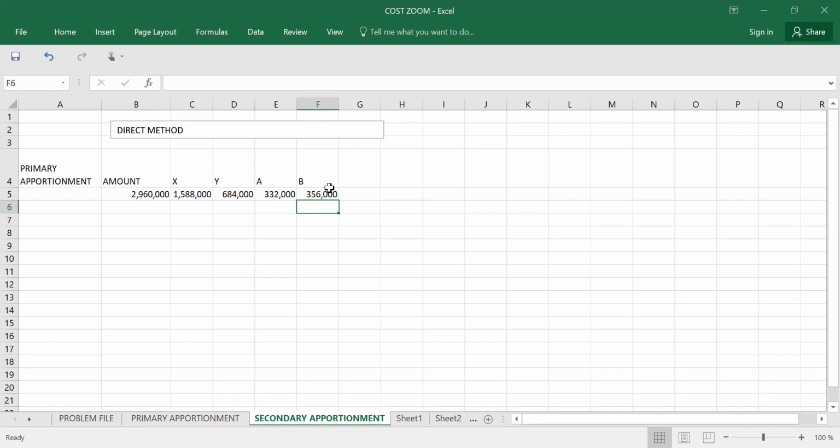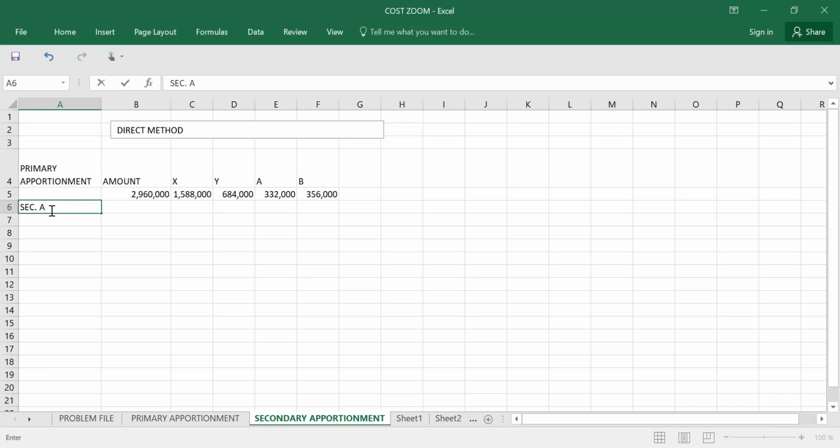Now, with secondary apportionment, all we need is to get this A and transfer these amounts in A into X and Y only, without distributing to B. That is what the direct method tells us. So after that, now we come here. Secondary apportionment is what we are talking about.